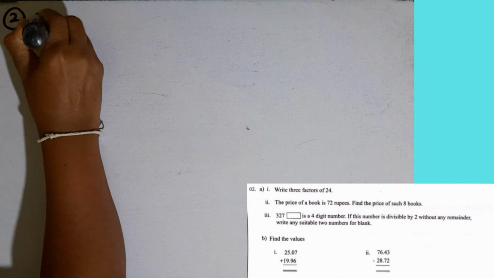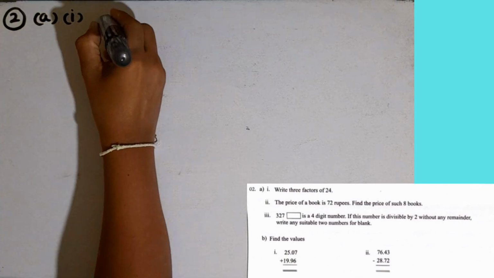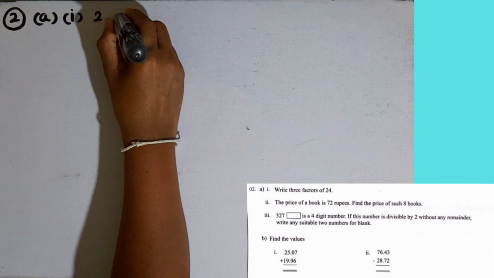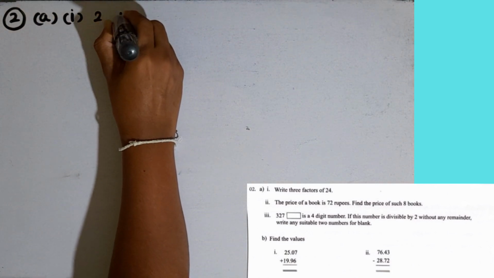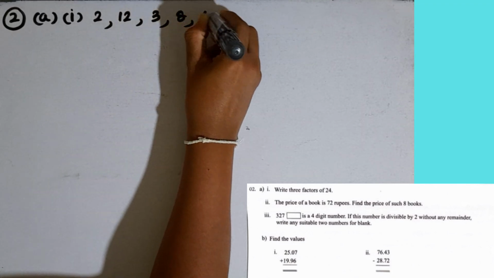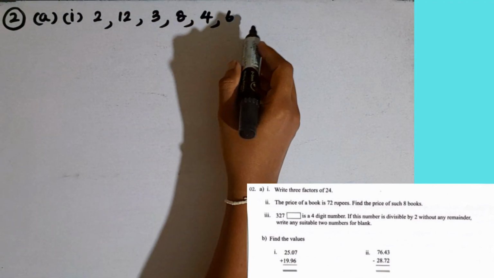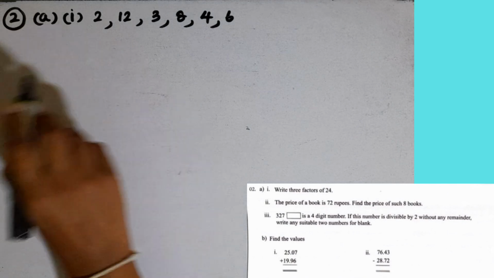Question number 2. A part. First question. Write 3 factors of 24. A factor is a number by which this number is divisible. So 24 is divisible by 2. Then that is divisible by 12. Then this is divisible by 3, 8, then 4, 6. You can write any of these 3 factors. 1 and 24 are also factors of 24.